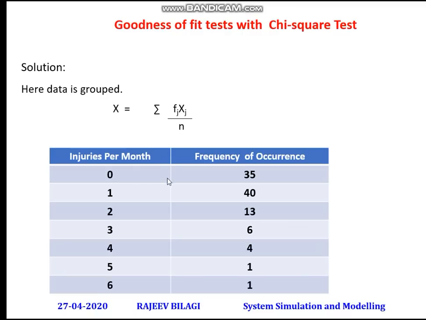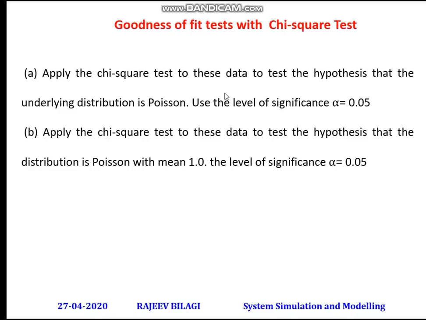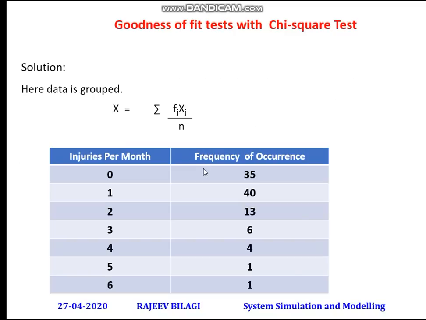For this particular data I calculated fj xj, that is 111 into 100. So the mean value, that is alpha, equals x bar, which is 1.11. So in this case the alpha value will be 1.11. Now you have to calculate for both. Is that clear? I hope it is clear how to get the value of x bar.